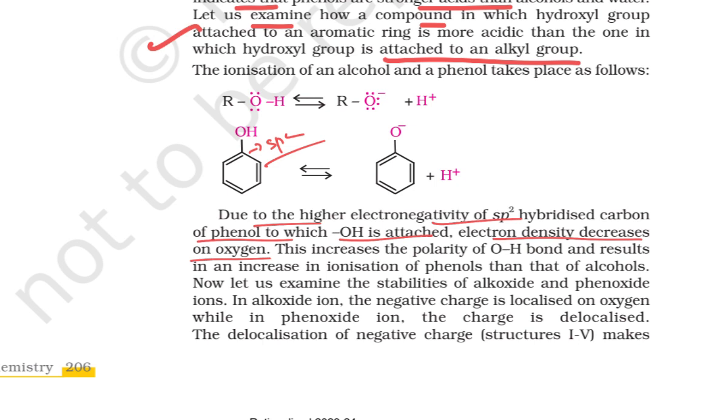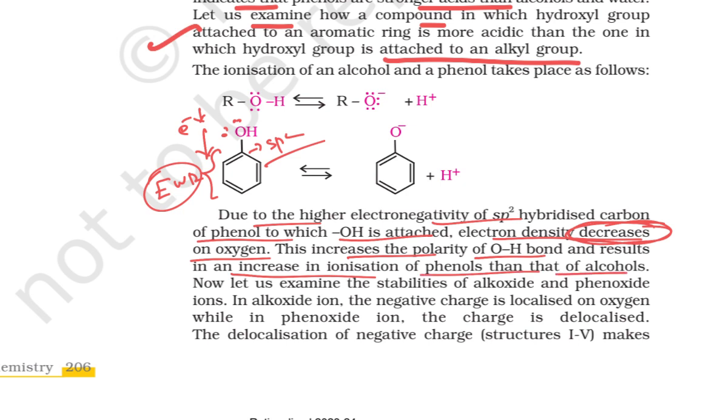Electron density does not increase, it decreases, sorry. The electron density gets decreased. How? Here there are 2 lone pairs of electrons, right? So this is an electron withdrawing group, which pulls the electrons towards the benzene ring. At that time the electron density decreases. So this increases the polarity of the OH bond, resulting in an increase in ionization of phenol compared to that of alcohol.